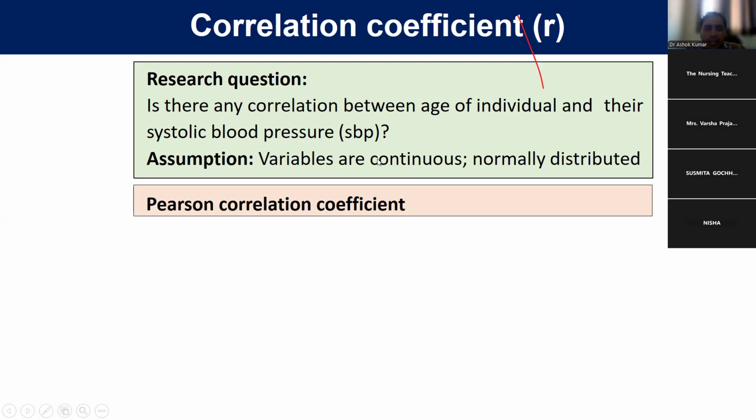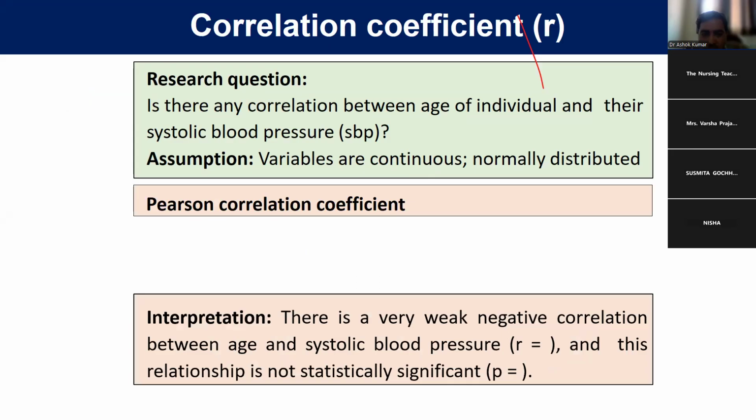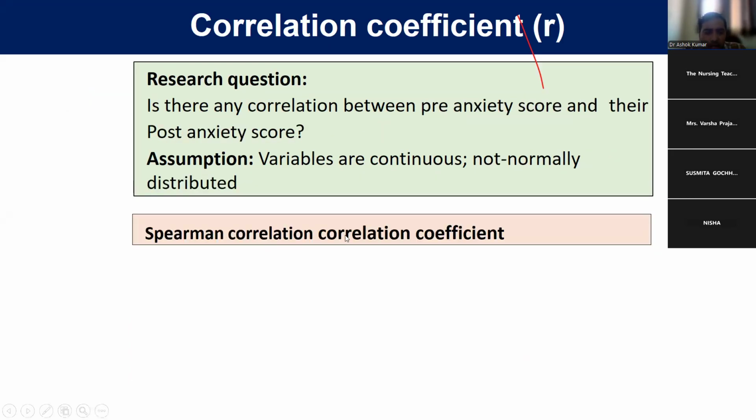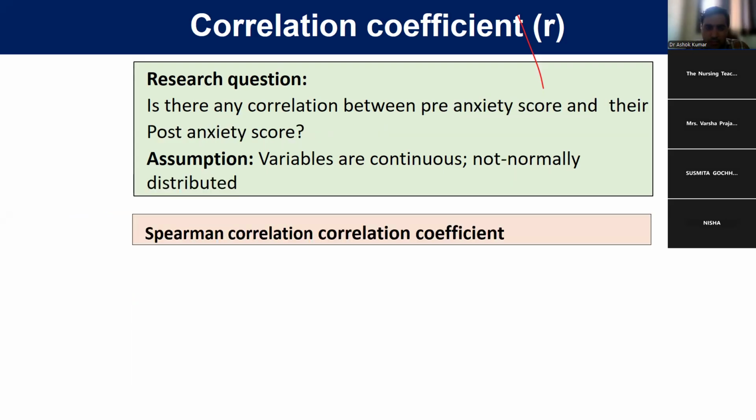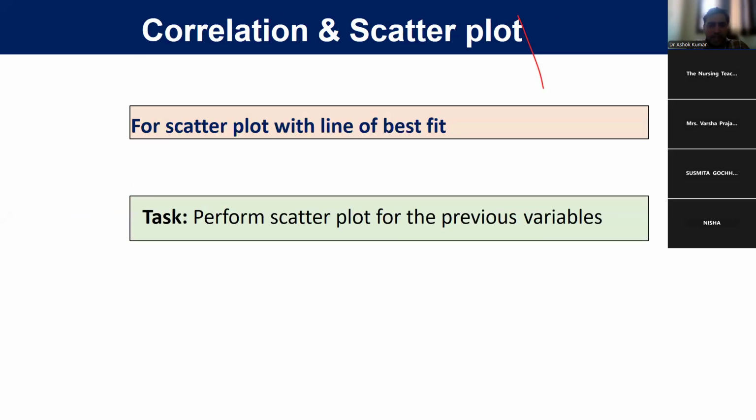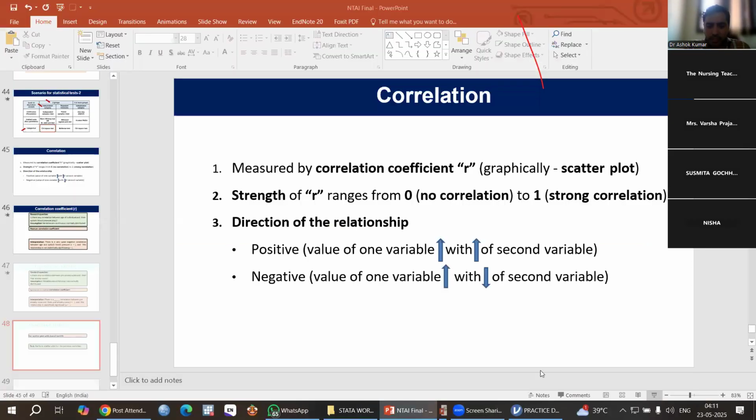So we know that age and systolic blood pressure are both continuous. If both are normally distributed, then we have to go for Pearson correlation coefficient. If any variable is not normally distributed, we have to go for Spearman rank correlation coefficient. Then we have to go for Jamovi software.